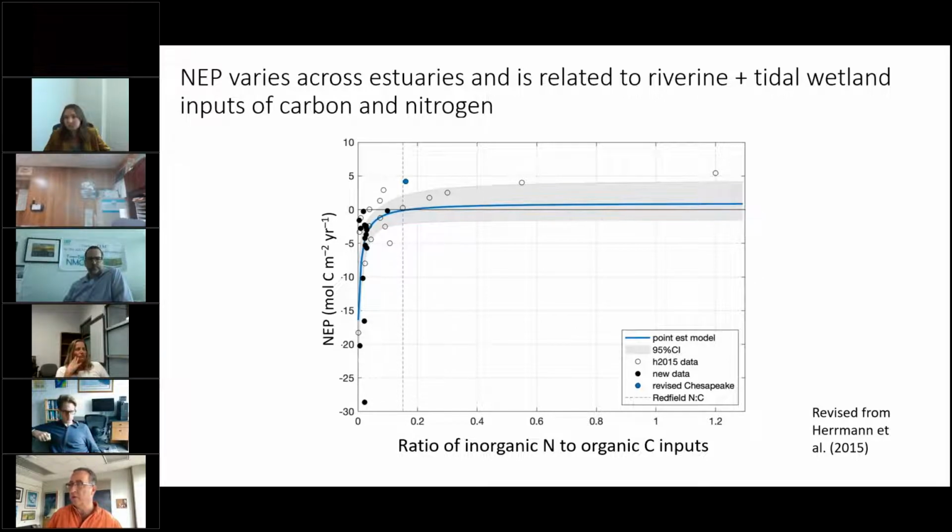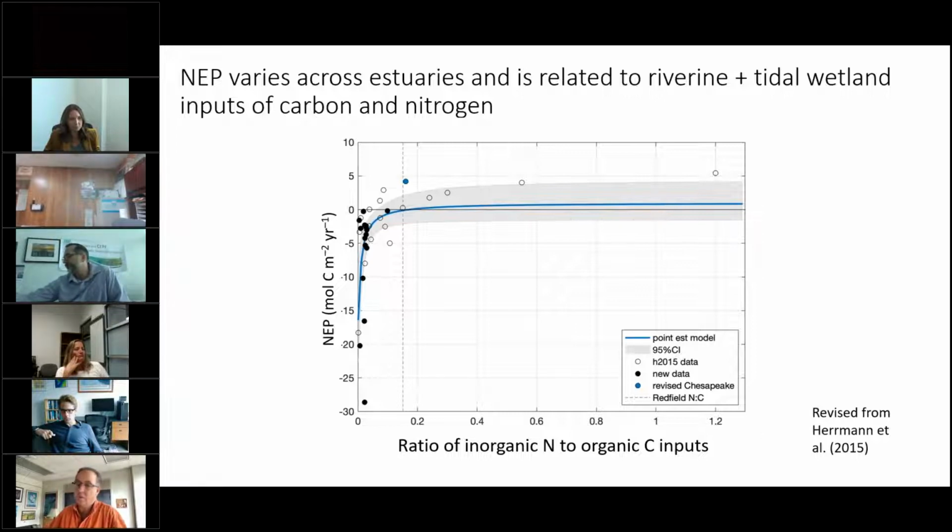And what he'd shown in earlier work, and what our work following up supports, is that NEP scales with the ratio of the inorganic nitrogen to the organic carbon coming into the system. It makes sense because inorganic nitrogen stimulates photosynthesis and organic carbon stimulates respiration. So we would expect a relationship, and indeed, that's what we see. So this provides some of the context.